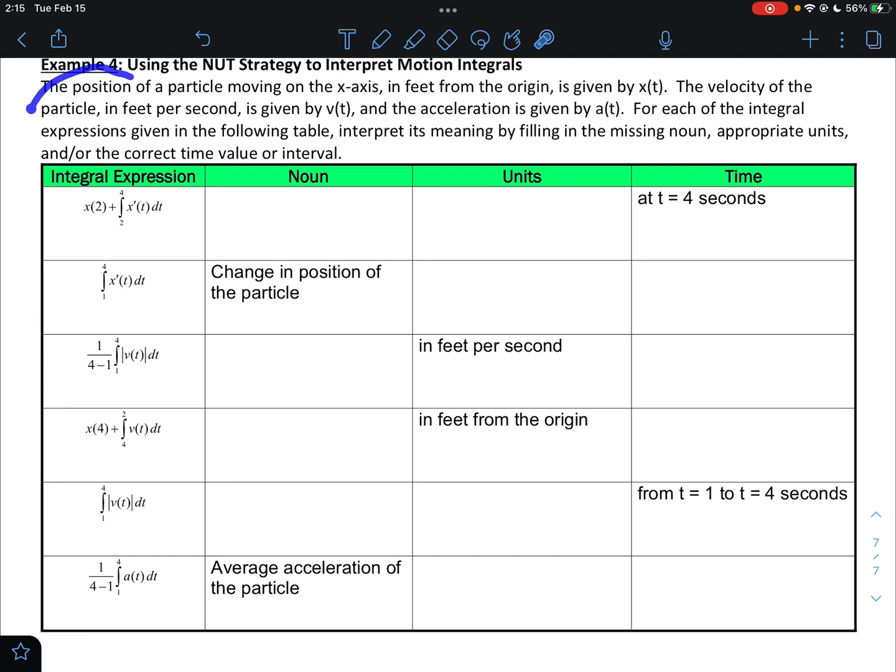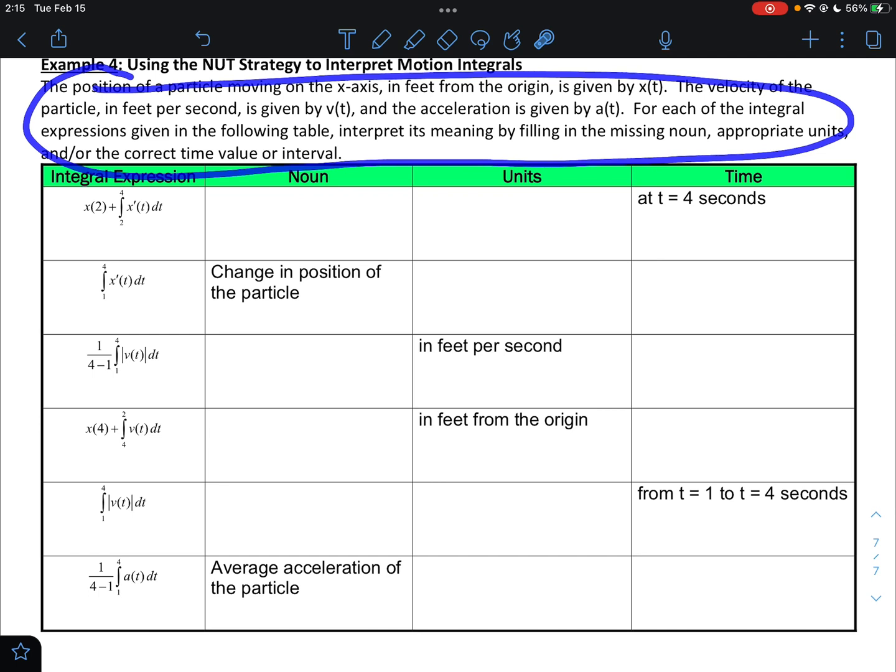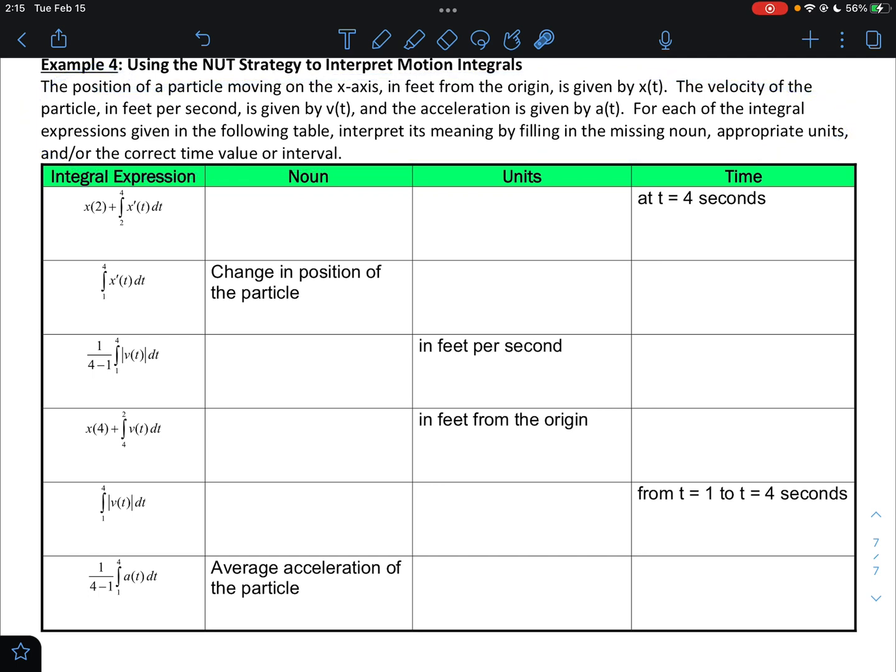Okay, now everything you probably need to read would be up here. Let's read that here first. The position of the particle moving on the x-axis in feet from the origin is given by x of t. The velocity of the particle in feet per second is given by v of t, and the acceleration is a of t. For each of the integral expressions given in the following table, interpret its meaning by filling in the n, u, and t.